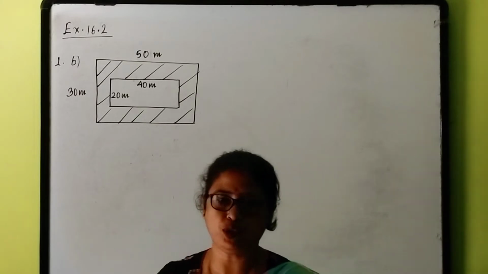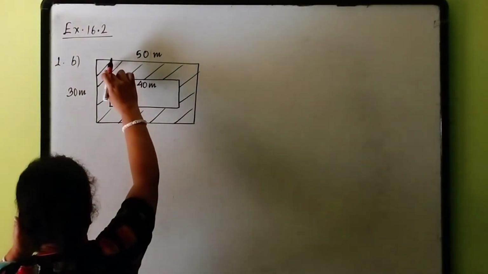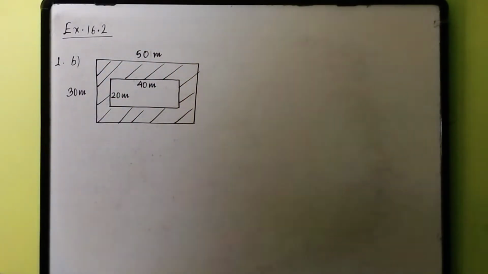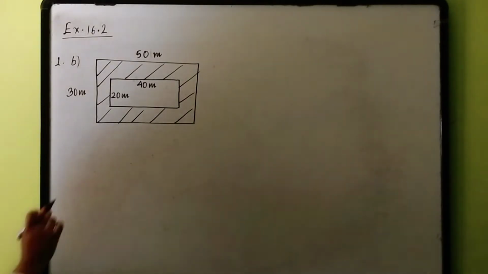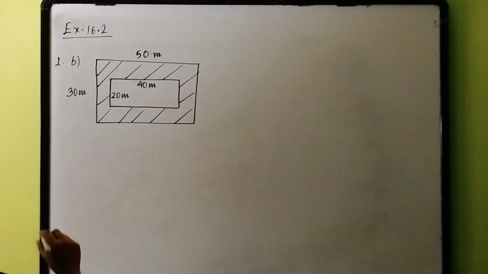Already it is drawn on the board. You have to find out the area of the shaded portion. This is the shaded portion. In the book it is shaded, but for me here to shade it is not possible, so I have given this. This is the shaded portion. You have to find out the area of the shaded portion.